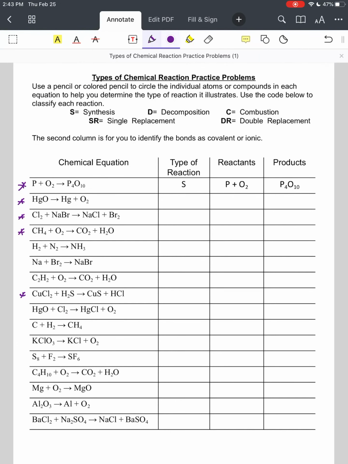Okay, so I'm going to walk through just a couple of examples for this worksheet for those of you that are still struggling with this concept. So let's look at the first example here. It's done for you, right?